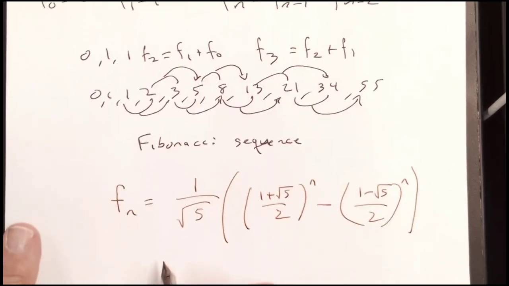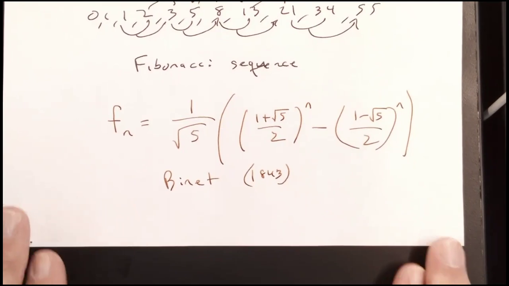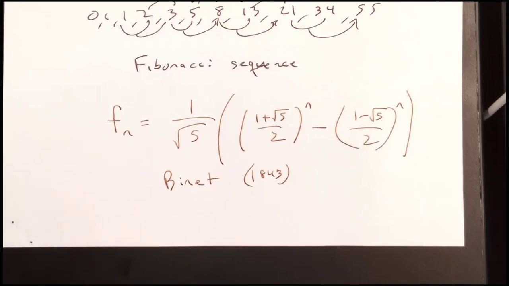In 1843, a gentleman by the name of Binet showed that this particular formula always returns the nth Fibonacci number. Right. 1 plus the square root of 5 over 2? 1 minus the square root of 5 over 2? Where the heck did that come from?